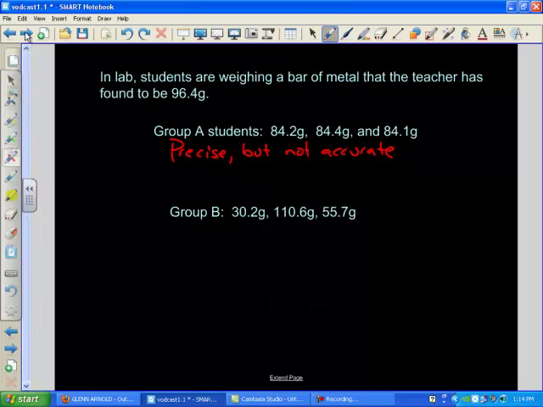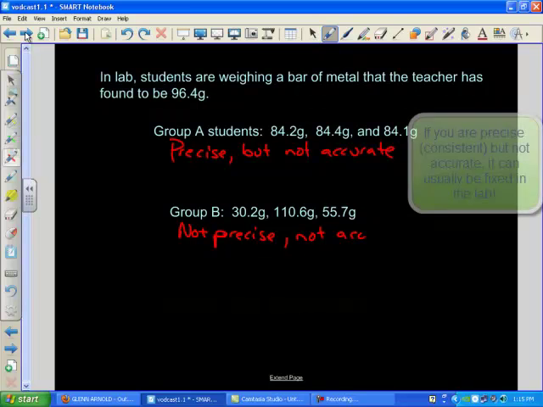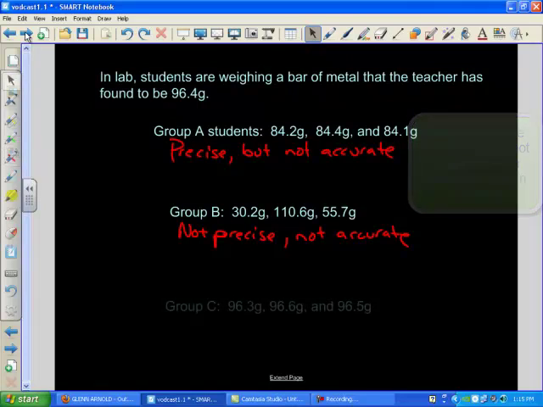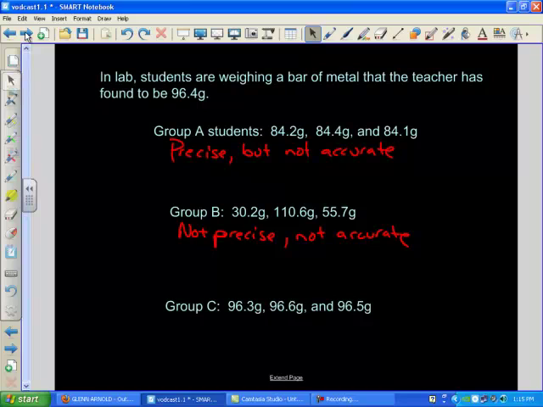Group B students, now you can see these are all over the place. And this brings up something pretty interesting. They're obviously not precise or accurate in this case, but what this brings up for us is that if your measurements are precise but not accurate, there's probably some sort of error in the way that you've done it. Like maybe the students weren't weighing part of what they should have weighed. They all got about the same thing, but it wasn't the right thing. And that's fixable. Group B, they're probably in pretty big trouble, not precise nor accurate.